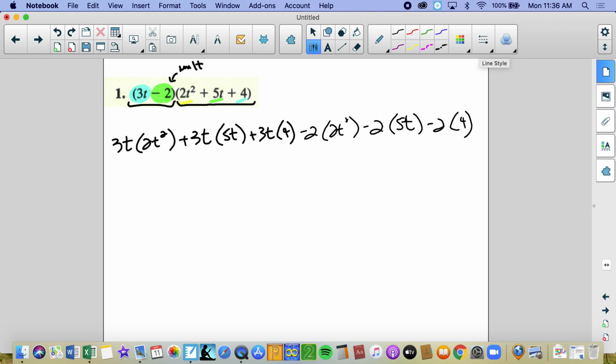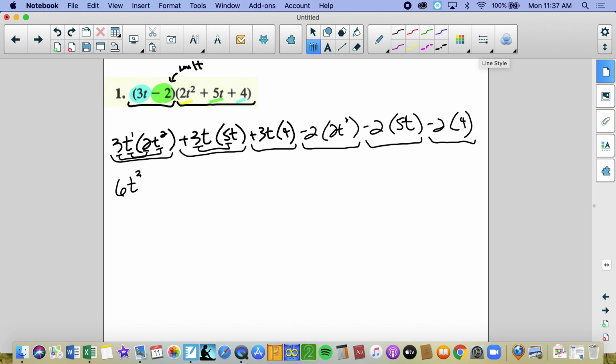And now we're going to simplify each product. This is a product, this is a product. We would always do multiplication before addition and subtraction. So 3t times 2t squared, we're going to multiply the coefficients, and then we will multiply like variables. We multiply the coefficients, 3 times 2 is 6. When we multiply like bases, we add their exponents. So t to the first times t to the second equals t to the third.